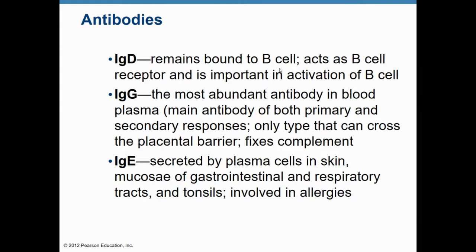And then we have immunoglobulin E. Immunoglobulin E is going to be secreted by plasma cells in the skin, the mucous membranes of your GI tract and your respiratory tract. It's also secreted by cells that are in the tonsils. And immunoglobulin E plays a really important role in allergies. So if you have hay fever allergies or pollen allergies, or if you're allergic to peanut proteins, this immunoglobulin E is a major player in that process.